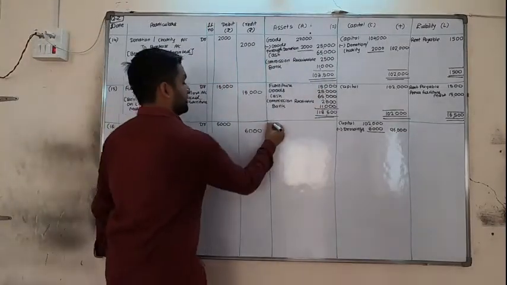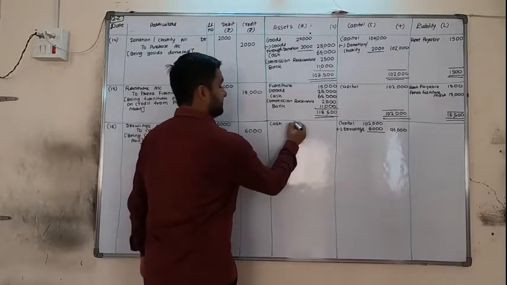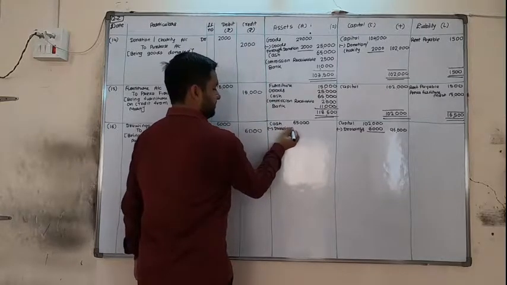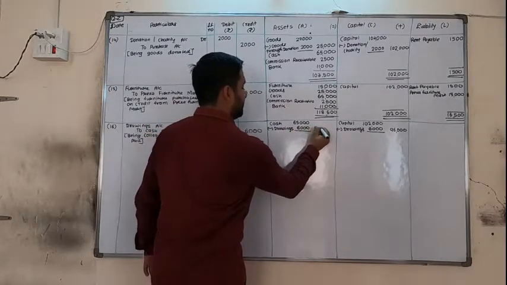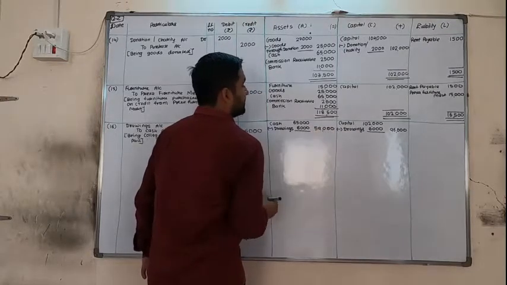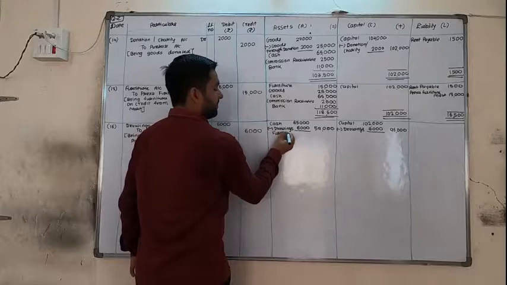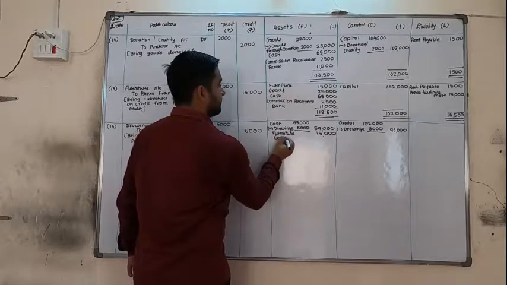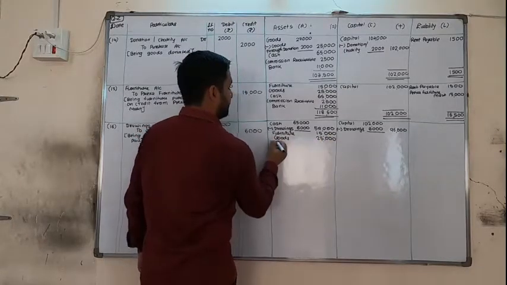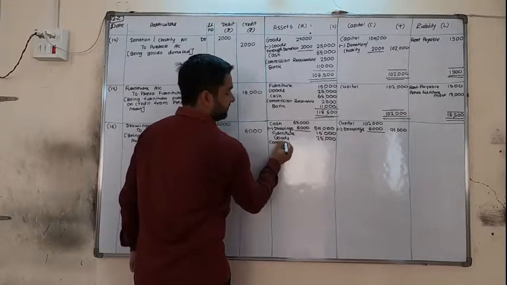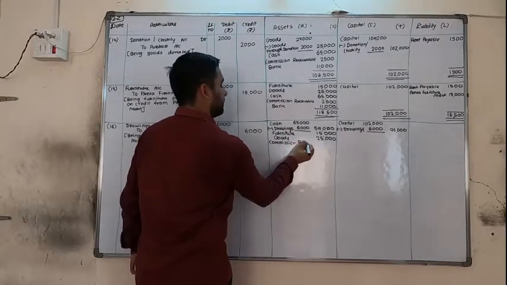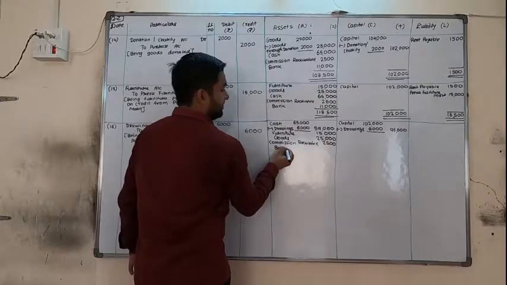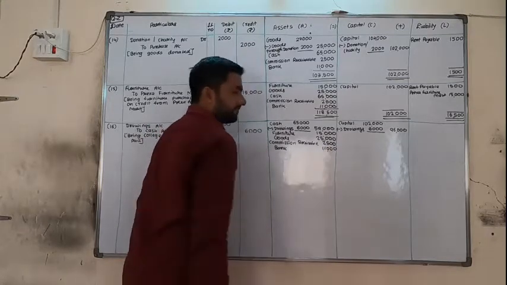Now cash. Cash is 65,000 minus drawings 6,000. So now net cash will be 59,000. No change in other items. So furniture 15,000. Goods 25,000. Cash has came. Commission receivable 2,500. And last, bank 11,000.